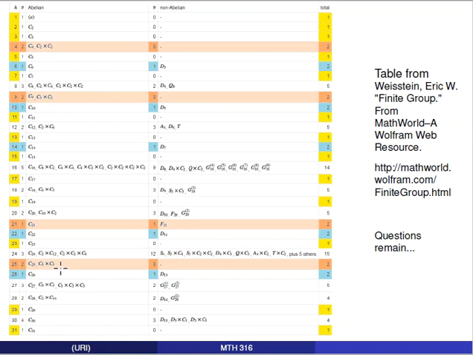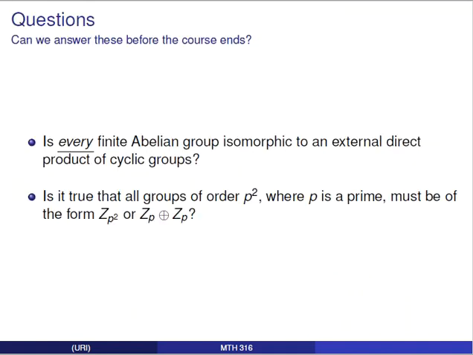Another question, maybe a more basic question, will arise if you just take a look at what happens in the abelian column of this table. In every row, we either have just a cyclic group, or we end up with more than one group. But when we do end up with more than one group, they seem to all be direct products of groups. Will this continue? Is this something that only happens in the first 31 rows of the table? Or will that be true for all orders? Is every finite abelian group isomorphic to an external direct product of cyclic groups?